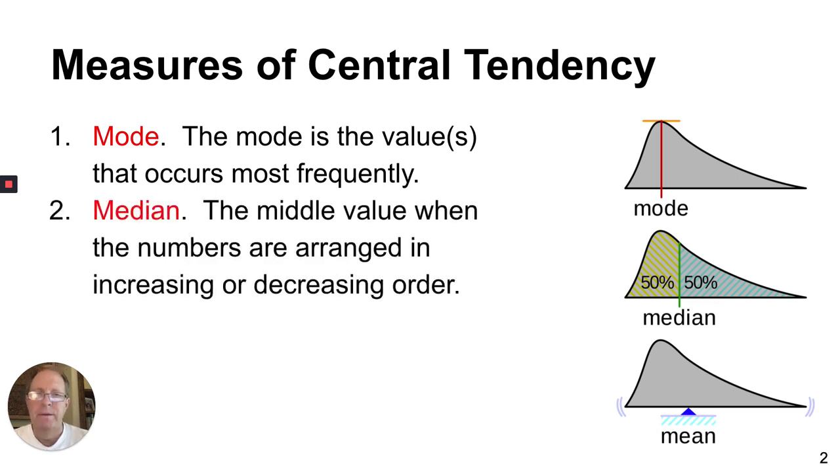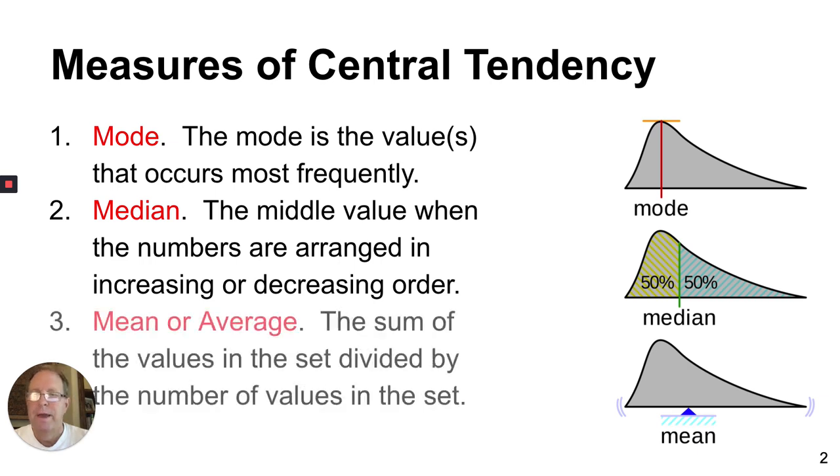The median. The median is the middle value when the numbers are arranged in increasing or decreasing order, so that 50% of the data is on the right side and 50% of the data is on the left side. And the mean or average, the sum of the values in a set divided by the number of values in the set. It's often thought of as the balance point in the distribution.